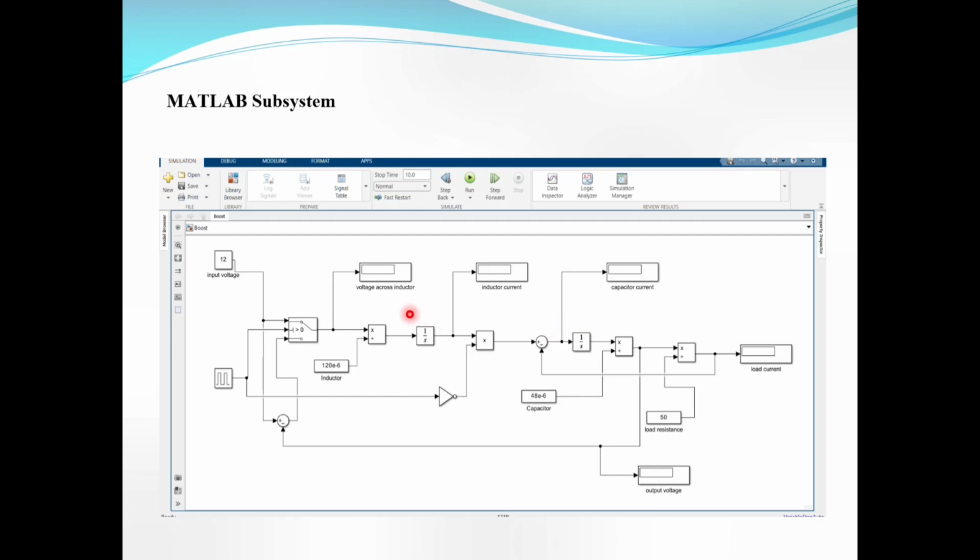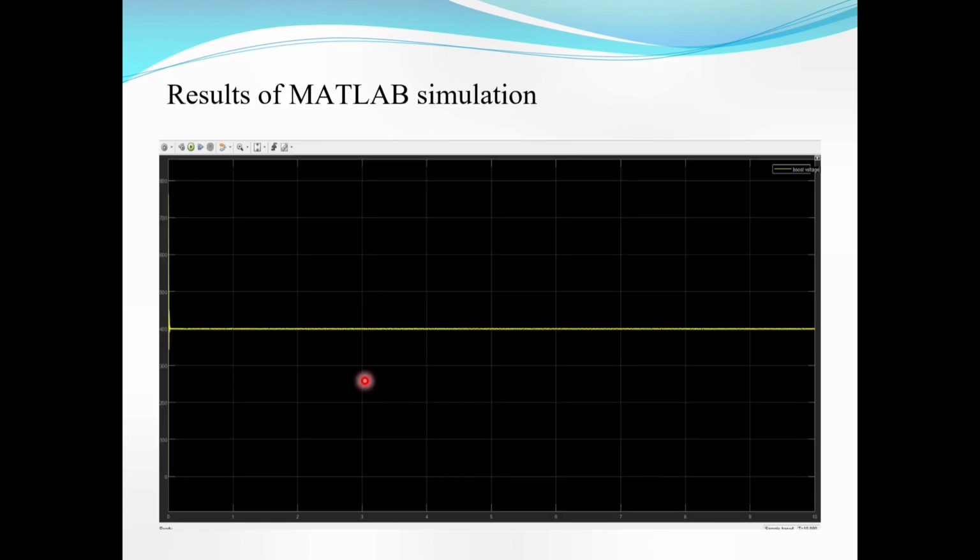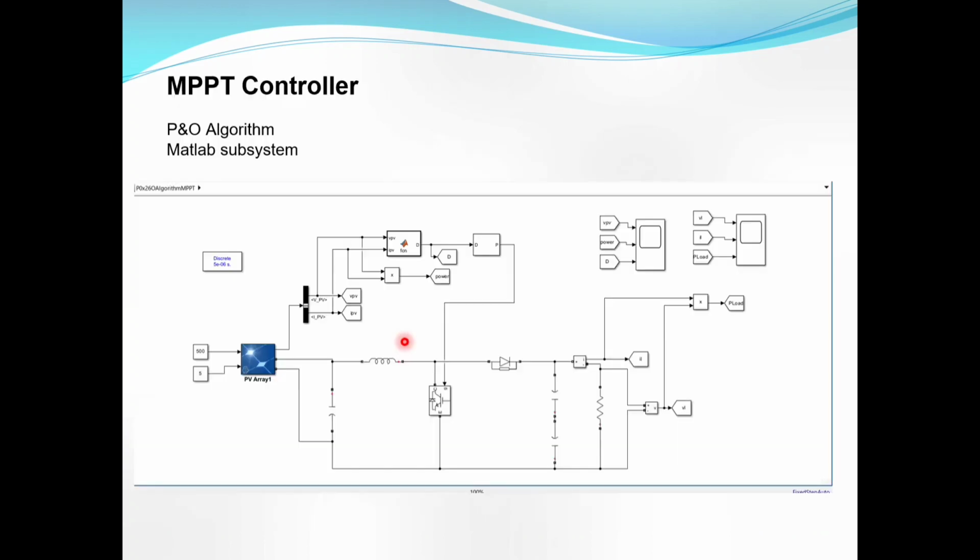This is our DC boost converter simulation. Here we have the input voltage, and from the diode and the voltage across the inductor, we get the output voltage, through inductor current, capacitor current, and load current. The result of the DC to DC boost converter is constant, which we need, according to the rated voltages.